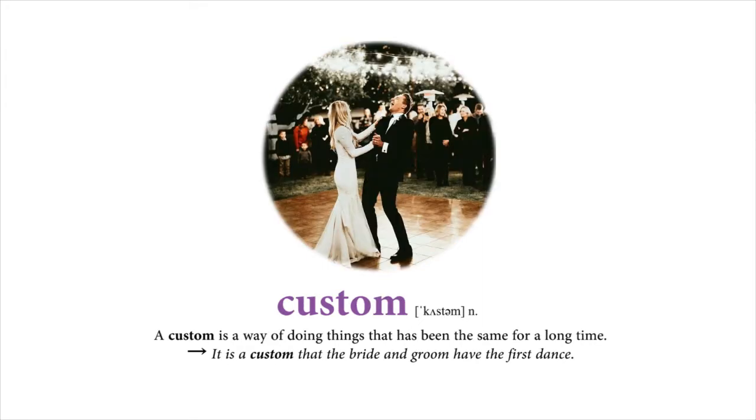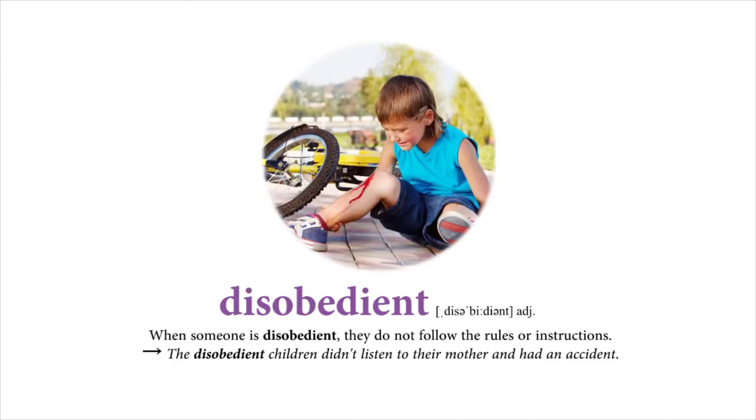Custom. A custom is a way of doing things that has been the same for a long time. It is a custom that the bride and groom have the first dance. Disobedient. When someone is disobedient, they do not follow the rules or instructions. The disobedient children didn't listen to their mother and had an accident.